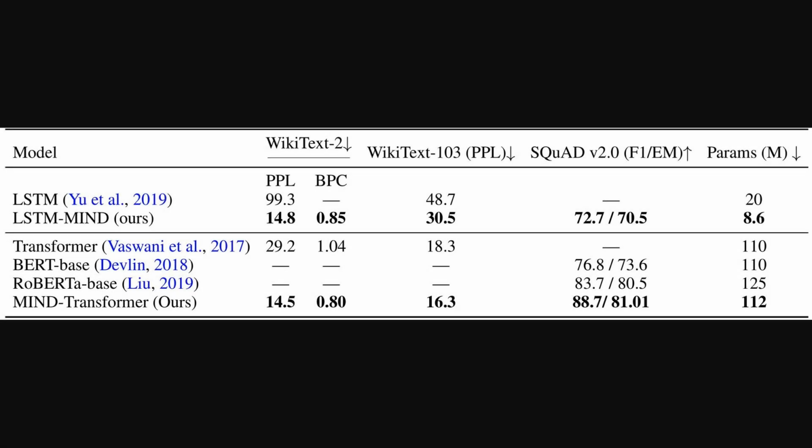Alright, and this same table on page 8 also shows us how MIND performs on language tasks. For instance, the MIND transformer achieves an impressive 88.7% F1 score on SQuAD version 2.0 with 112 million parameters. This actually outperforms RoBERTa Base, which uses more parameters, again highlighting that great balance of performance and efficiency we've been seeing across different domains. It's really quite versatile.